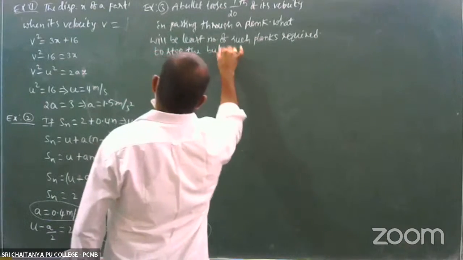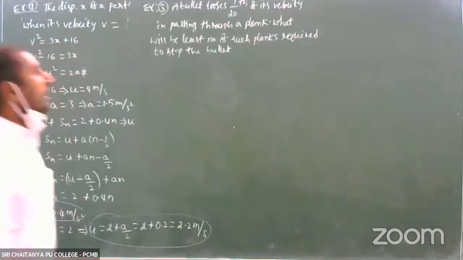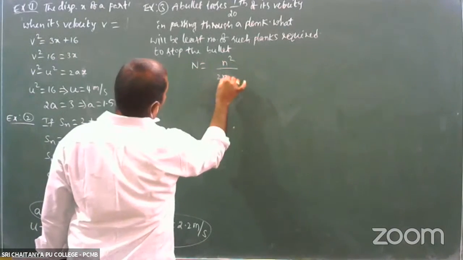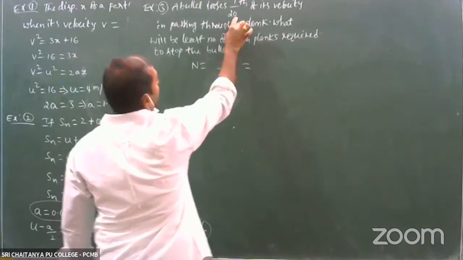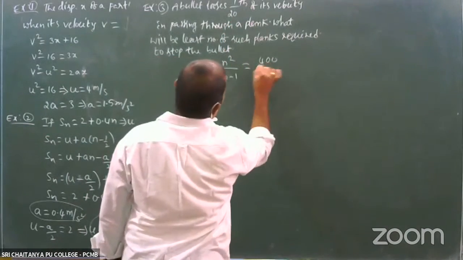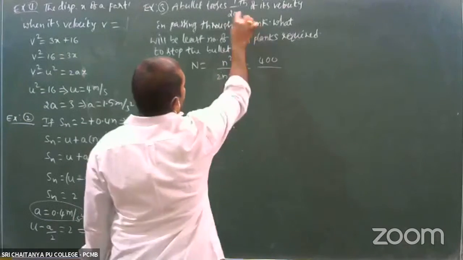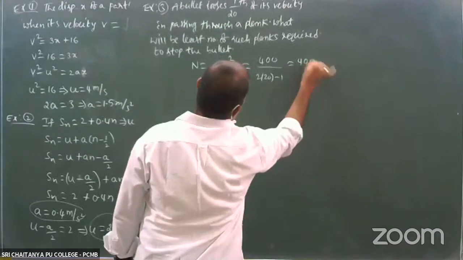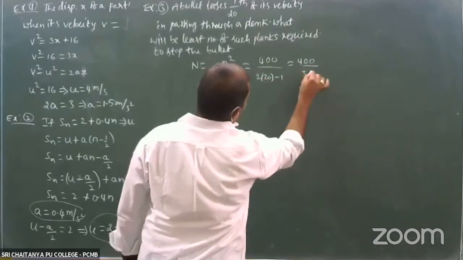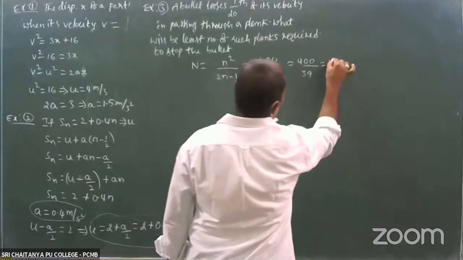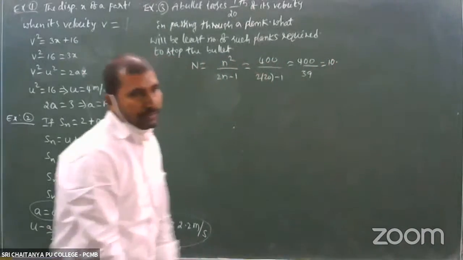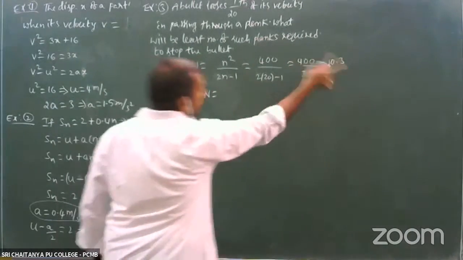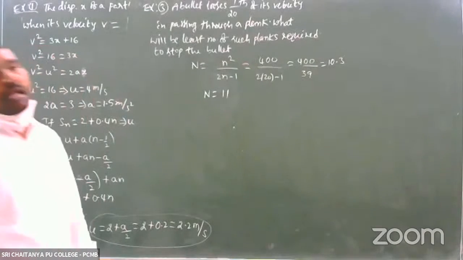See, in the last class, in yesterday's class, we gave one formula. The number of planks required is n square by 2n minus 1. Here n is 20. 20 square is 400, divided by 2 into 20 minus 1, that is 400 divided by 40 minus 1, which is 39. Here you will get 10.3. 10.3 means you should take more than 10, that is 11.